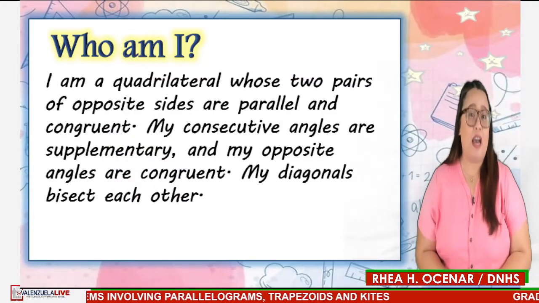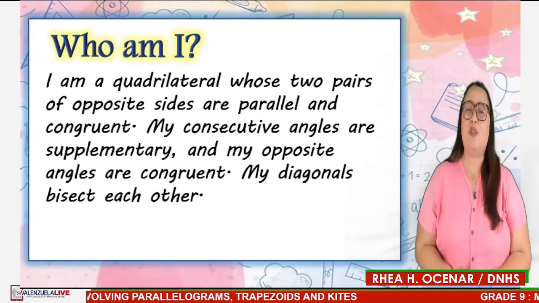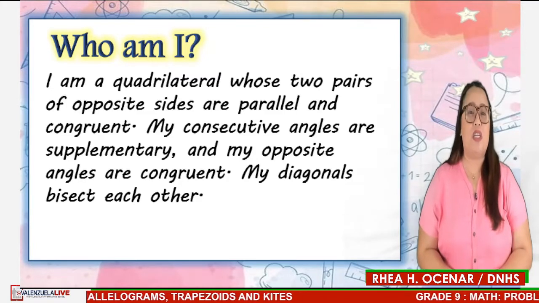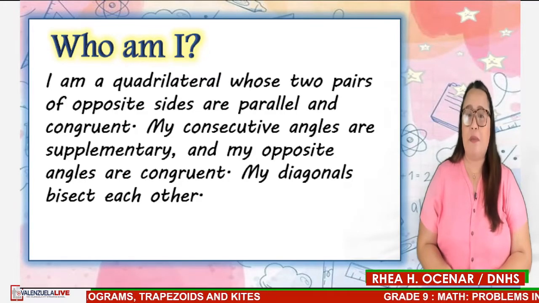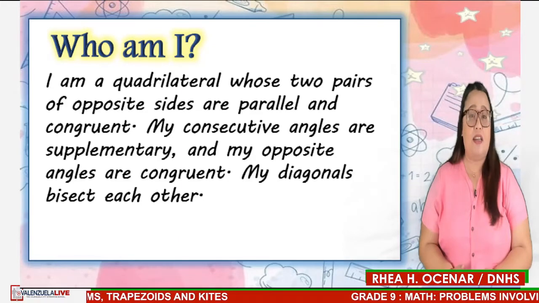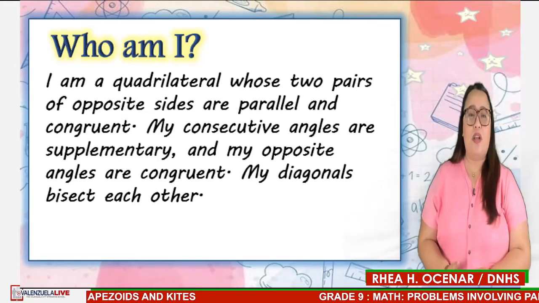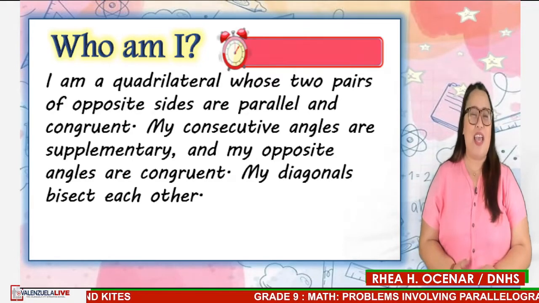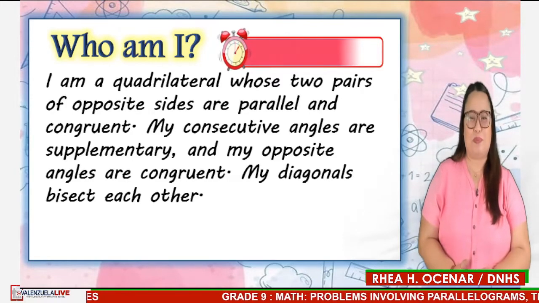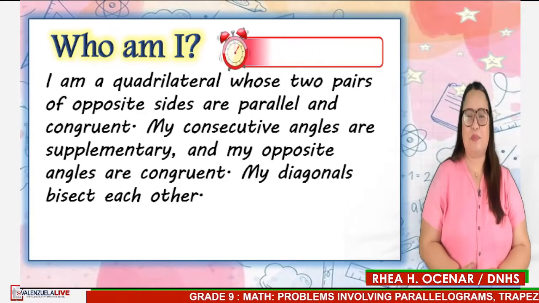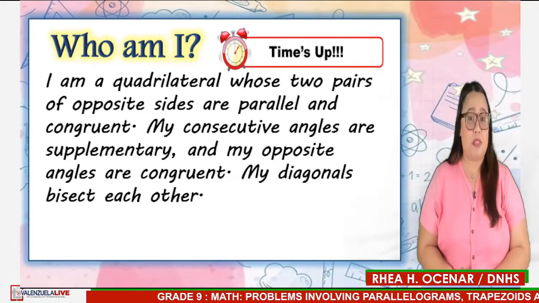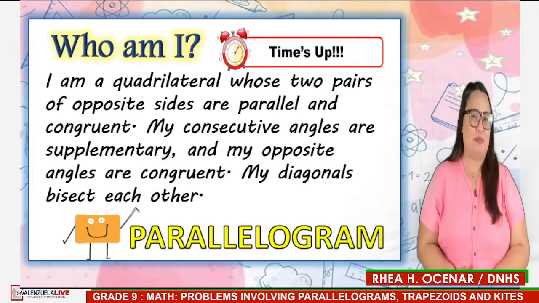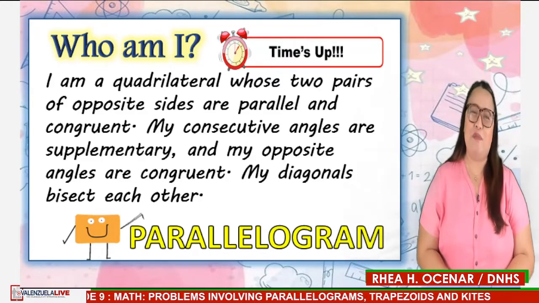Who am I? I am a quadrilateral whose two pairs of opposite sides are parallel and congruent. My consecutive angles are supplementary and my opposite angles are congruent. My diagonals bisect each other. Key in now your answer. Time's up. The correct answer is parallelogram. Let's try statement number 2.